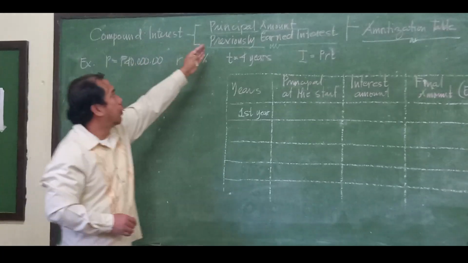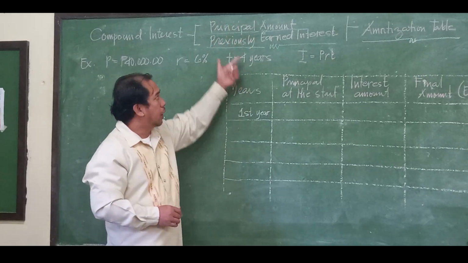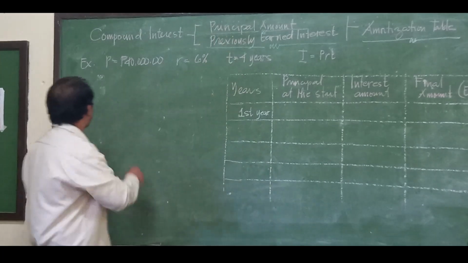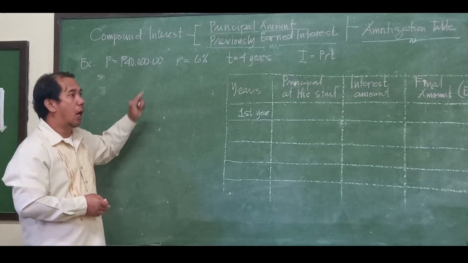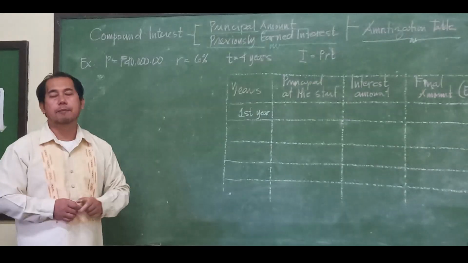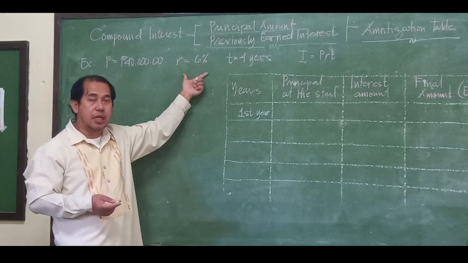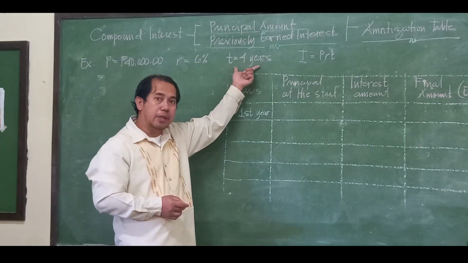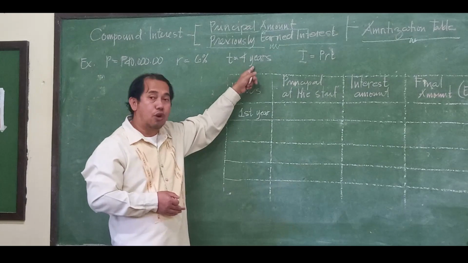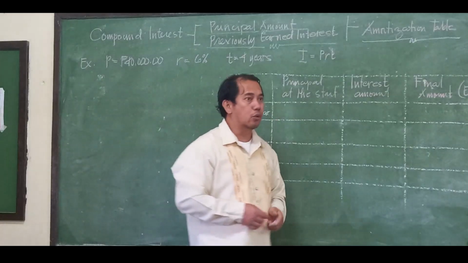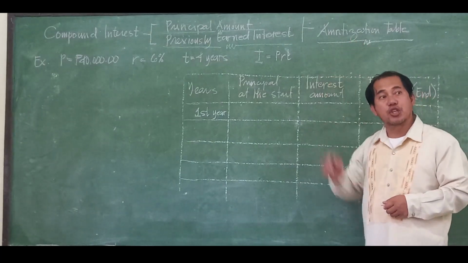Now, how are we going to show this one? Illustrate. Meaning, we will show this one by, of course, giving an example. So we have in here an example of a loan. Shall we say this is a loan? A loan of 40,000 pesos. And of course, the rate is 6% per annum, per year. And the time is to be paid in full amount within at least 4 years. And we are going to elaborate by using the so-called amortization table.